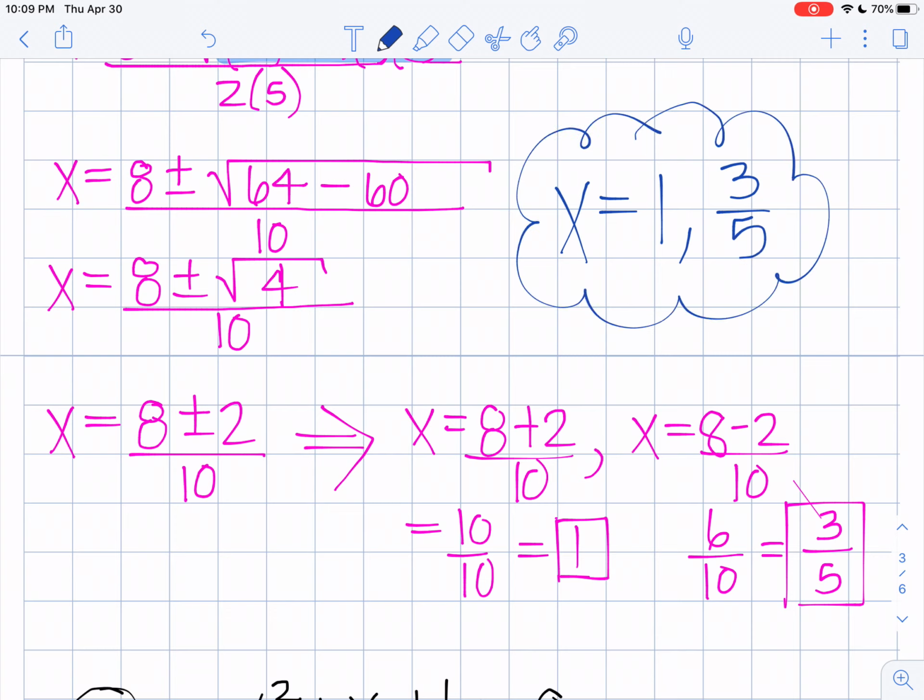Those are my two solutions. That means that my graph, my parabola, is going to cross my axis 2 times at x is equal to 1 and x is equal to 3/5. Next example.